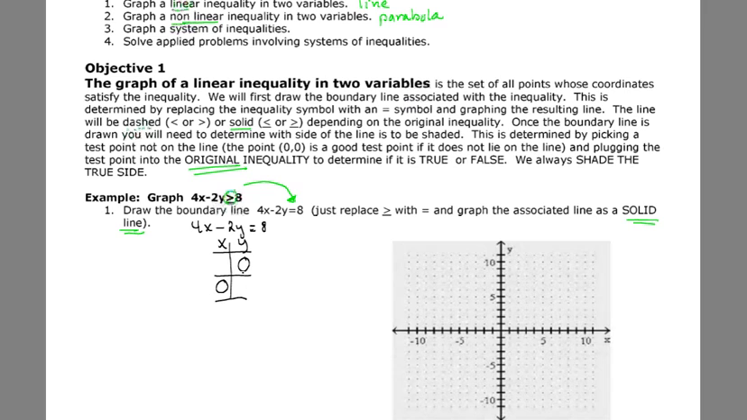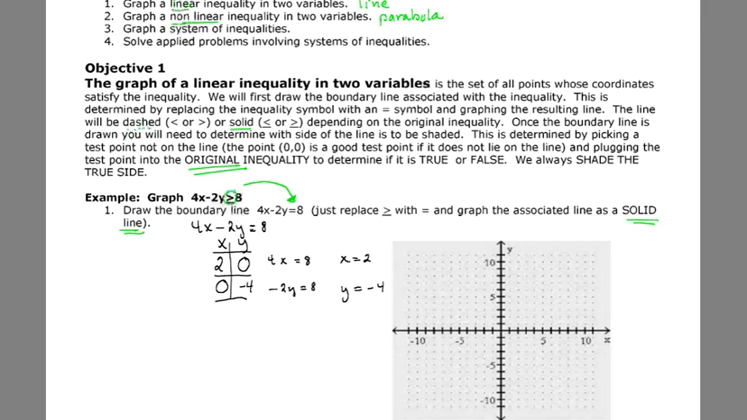We can very easily complete these two ordered pairs. So if I put a 0 in place for y, I get 4x equal 8. Well, we can easily solve that for x equal 2, 8 divided by 4. And if I put a 0 in place for x, I get negative 2y equal 8. And I can very easily solve that for y. 8 divided by negative 2 is negative 4.